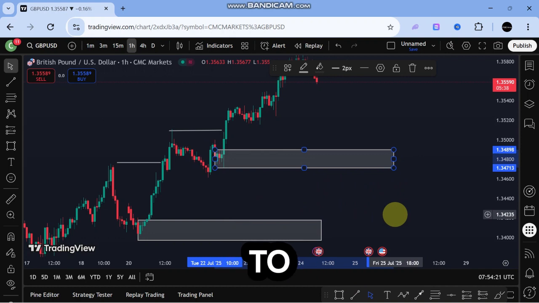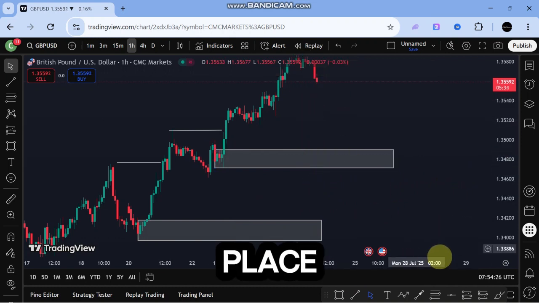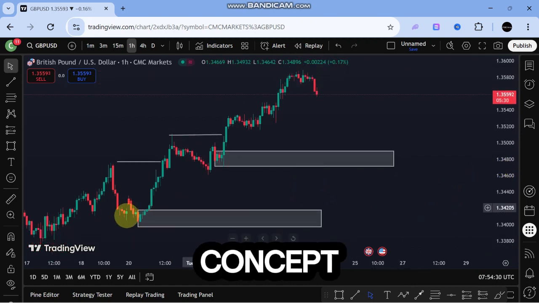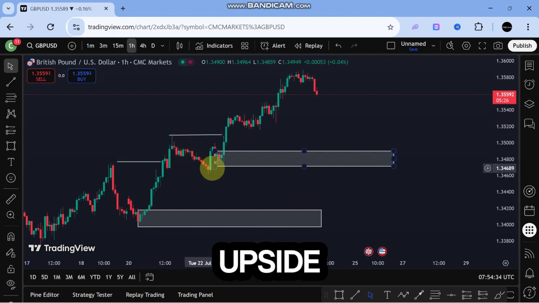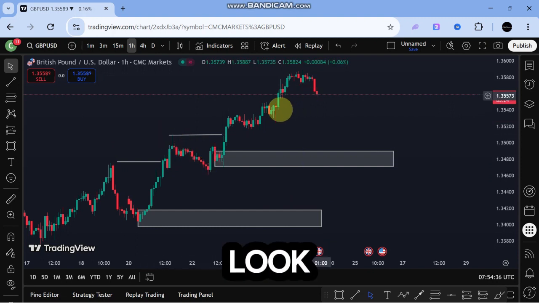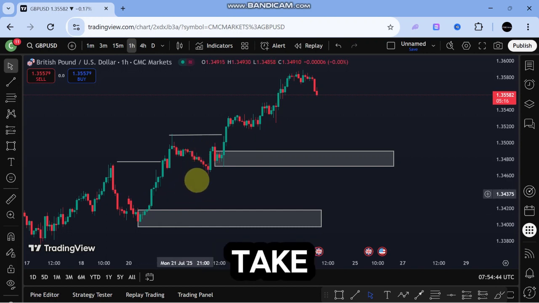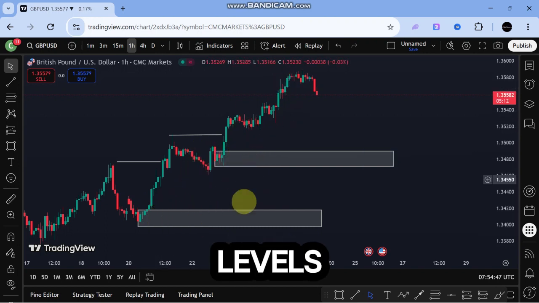So if you want to trade now, you really need to wait for price to come down to this particular place again. This particular trade strategy actually outlines the smart money concept. You wait for a break to the upside, then you should look for an inducement or a liquidity pullback, and there should be a favorable gap, another block or demand zone where you should take your trade from. So as you can see, I marked out two key levels on this page.